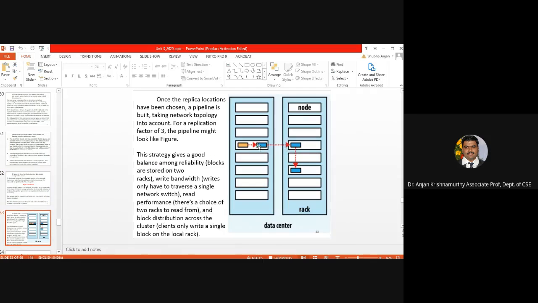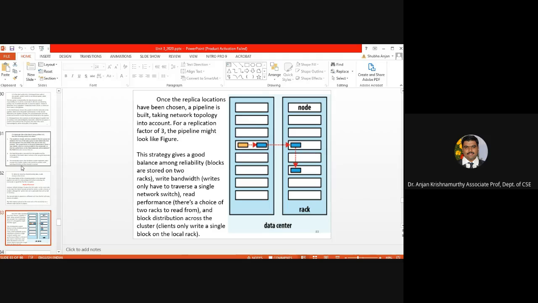So this is the replicated node. The blue rectangle you're seeing here is the replicated node, which is shifted onto a different rack, right? So this is the second replication. After the second replication, there is a third replication, which is done onto the same rack of a different node, right? So this is how data replication is achieved in the case of Hadoop replication, right?